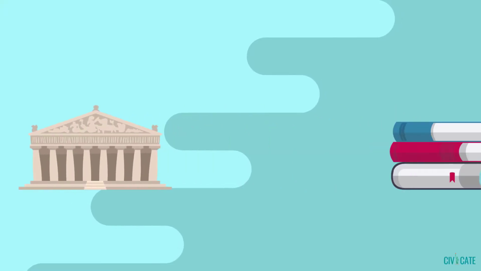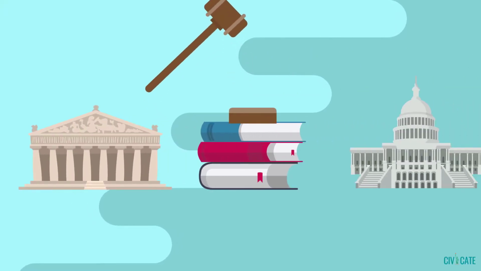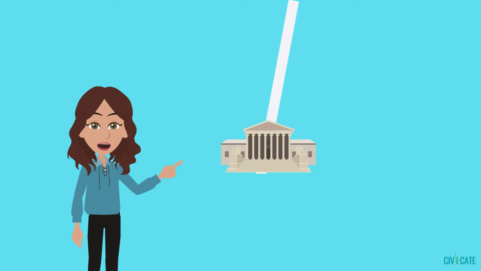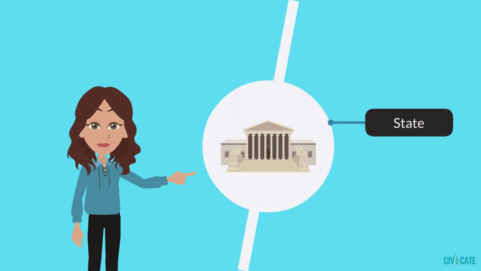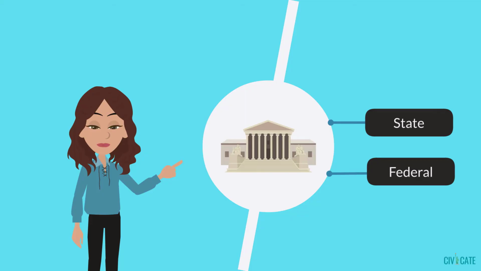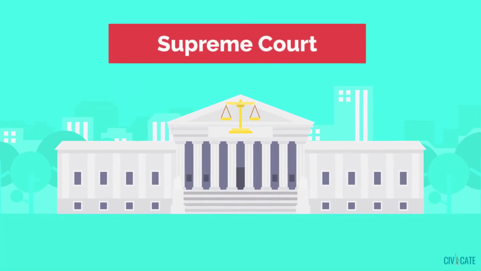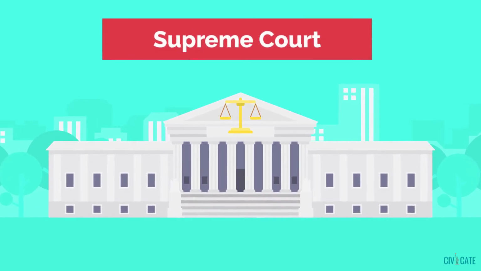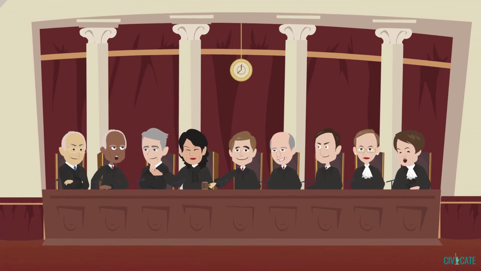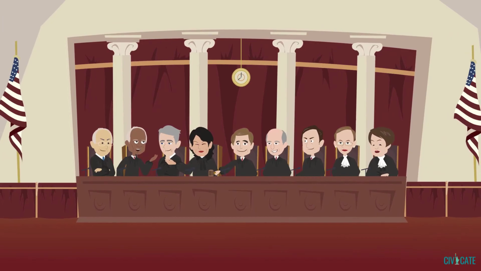The judicial branch interprets the Constitution and laws passed by Congress. There is a system of courts that makes up the judicial branch, including state and federal courts. The highest court in the land is the Supreme Court, and it defends the Constitution. Important cases can eventually be heard by the Supreme Court.